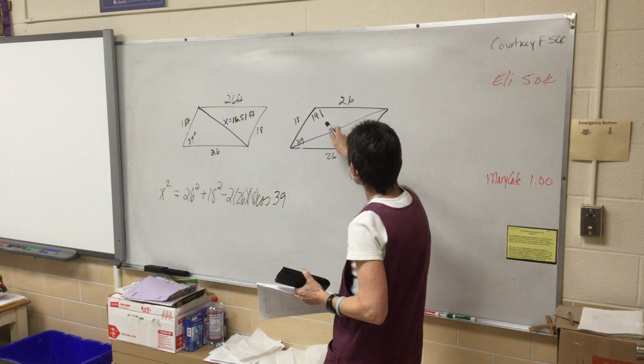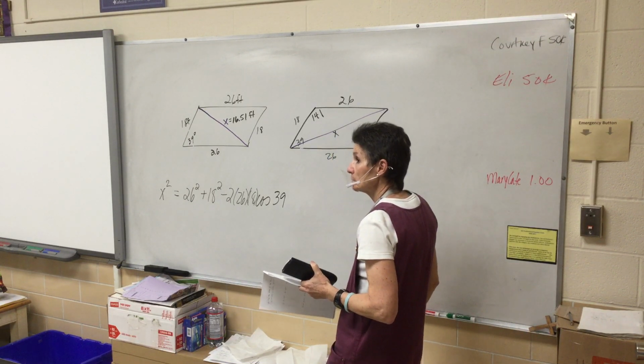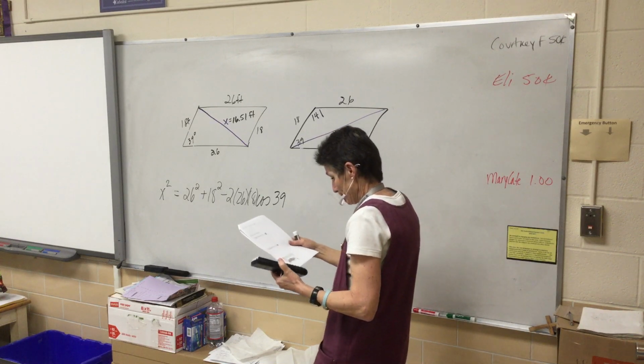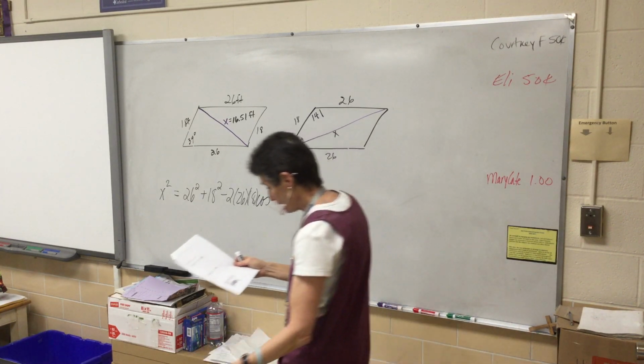Opposite angles in a parallelogram are congruent. These two triangles are congruent. They're exactly the same. All right, so here we go.